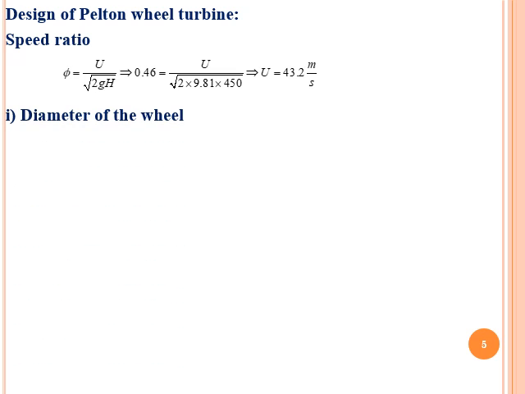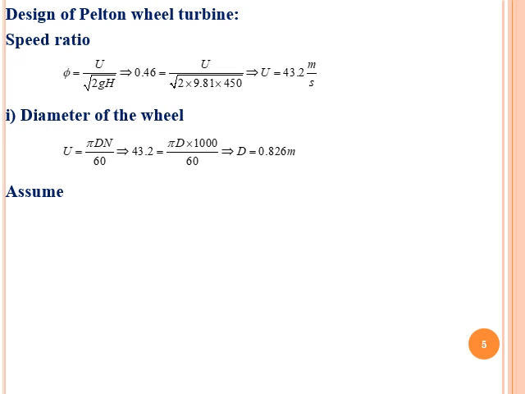Then find the diameter of the wheel. The diameter of the wheel is calculated by using the formula for blade velocity, u equals pi D N by 60. The blade velocity value is obtained as 43.2. This Pelton wheel is operating at 1000 rpm. After substitution and simplification, we get the D value as 0.826 meter.